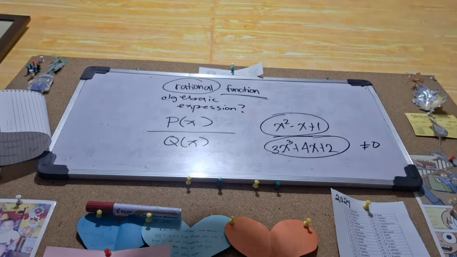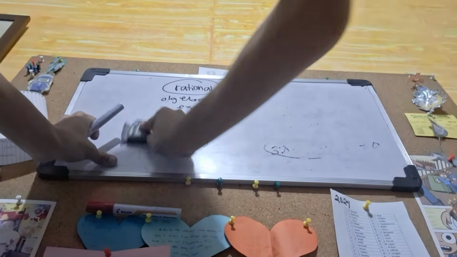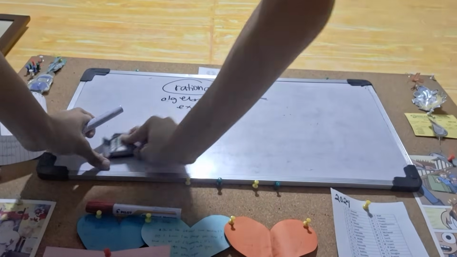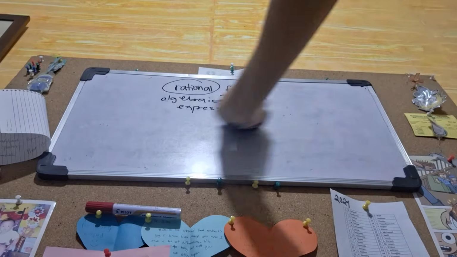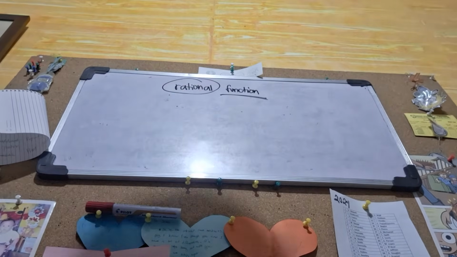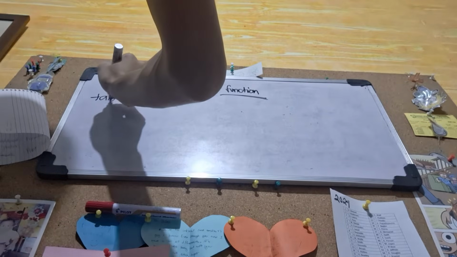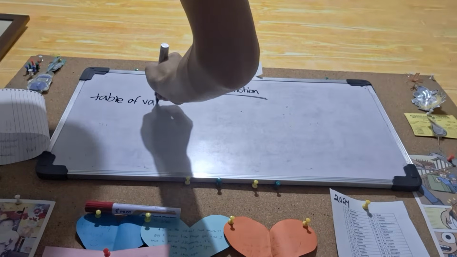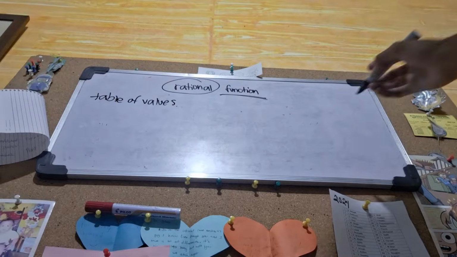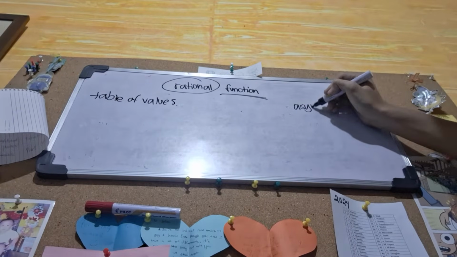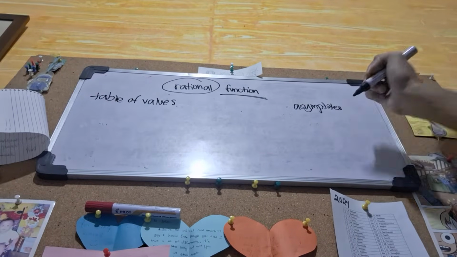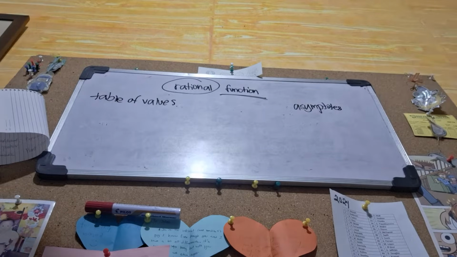So when it comes to rational functions, there are two things you need to keep track of. Number one is the table of values, which is in every function. And number two is asymptotes. So let's go with the table of values.